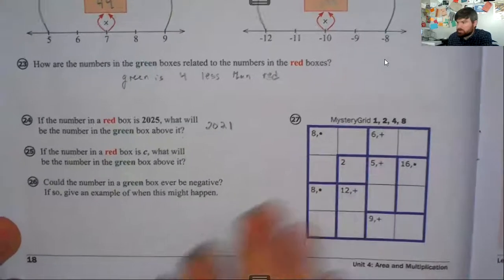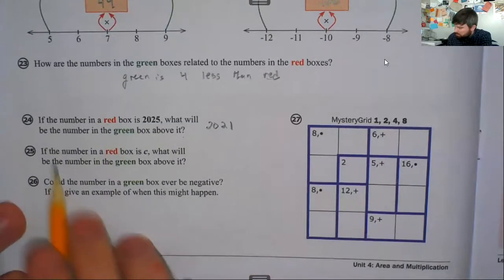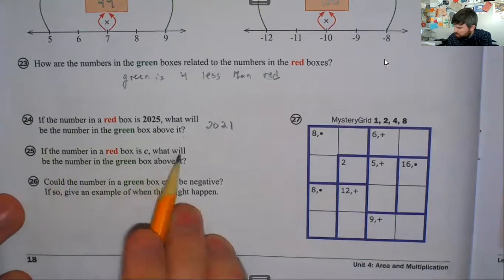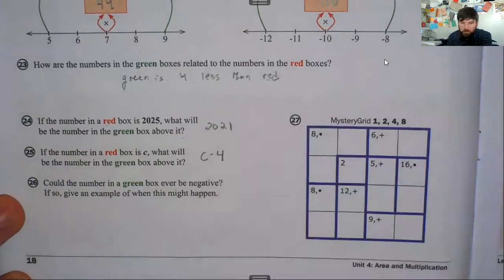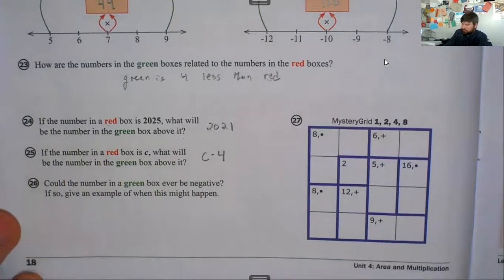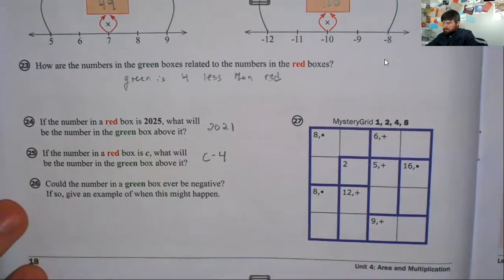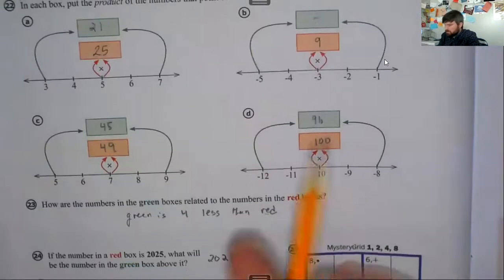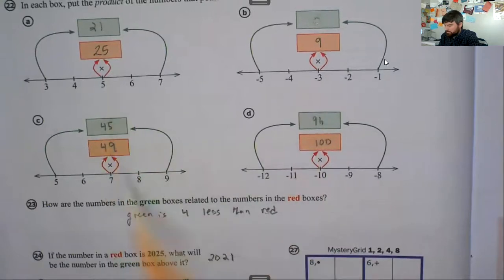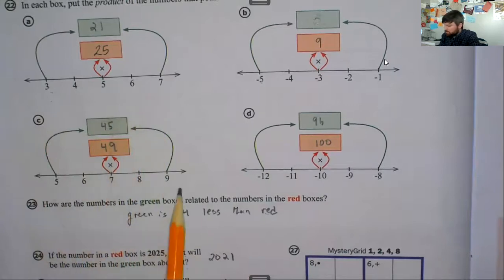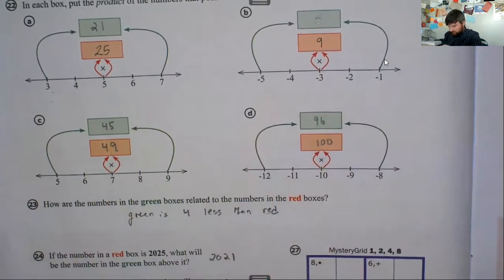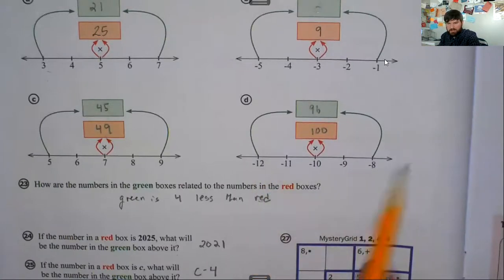So you would just subtract there. If the number in the red box is C, what will the number in the green box be above it? So whatever C is minus 4, you got to take that away. Could the number in the green box ever be negative? So could these numbers up here ever be negative? Okay, well, if we look at the numbers down here, these were all positive, these were all positive, these were all negative, these were all negative. There's one case that we didn't have, and that was maybe a negative over here and a positive over there.